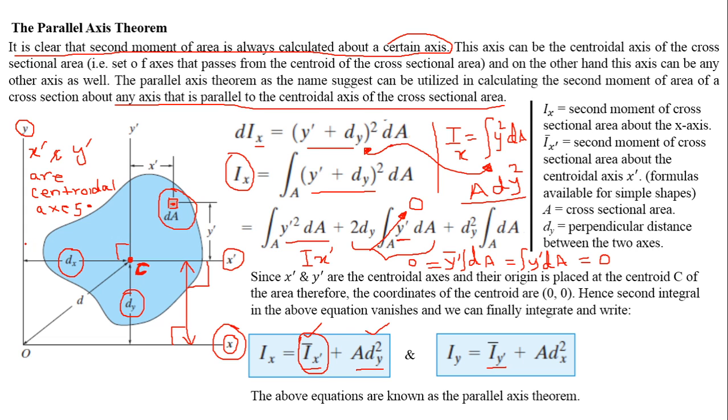between the vertical axis y and y dash. And you please note that these axes are always parallel to each other. This x dash is parallel to x. This y dash is parallel to y. Only then we can use the parallel axis theorem. The two axes have to be exactly parallel to each other, and they must be separated by some kind of a perpendicular distance.